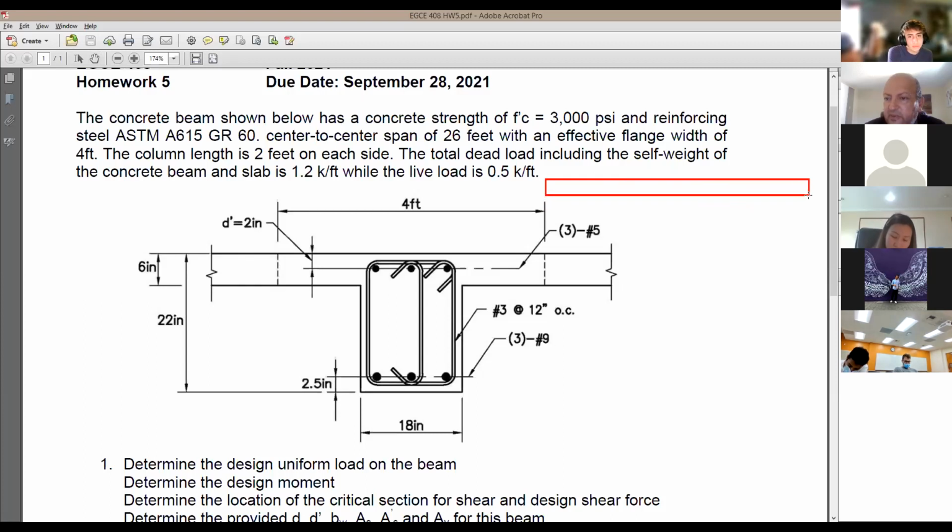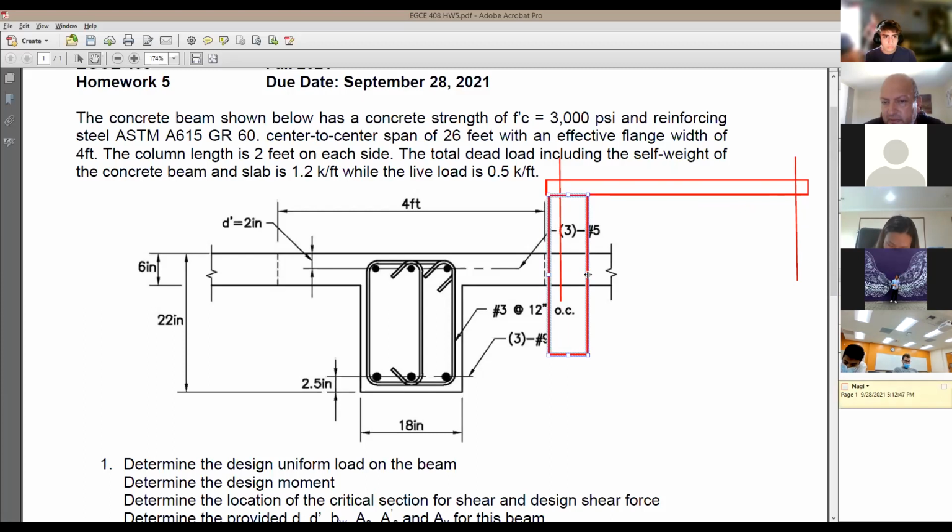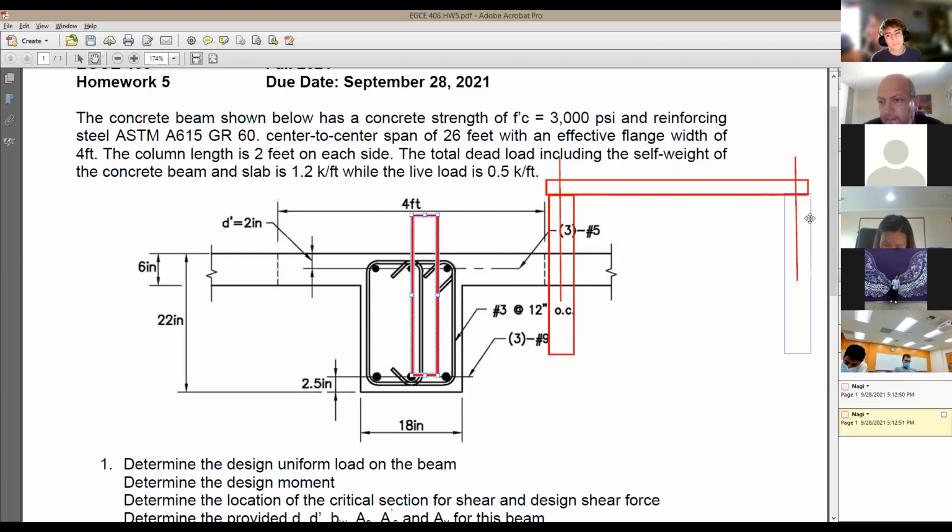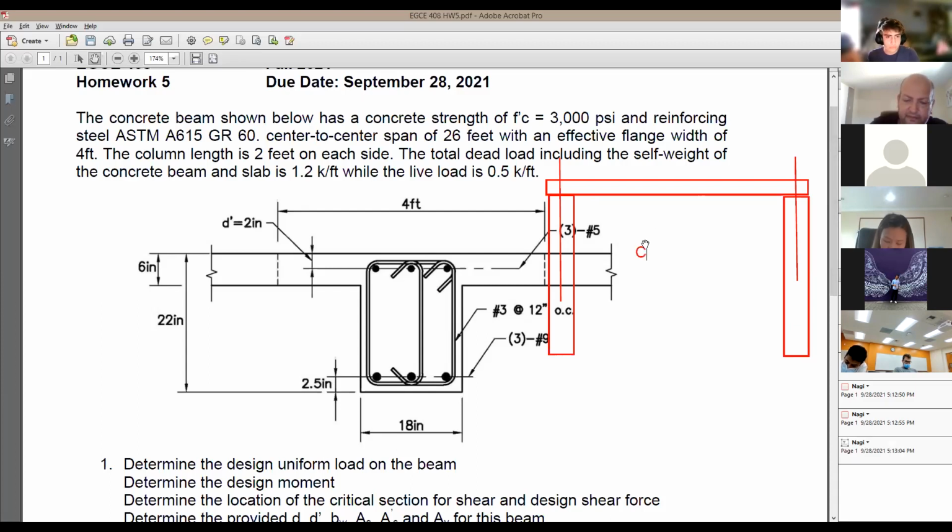It says here that this length is how much? Center to center? This could be the center, right? So let's say here's the center, and here's the center, 26 feet. The column length is going to be 2 feet. So here's the column. Let me put here 2 columns. And each column is going to be equal to 2 feet. Distance from center to center is 26. And then you have a foot here and a foot here, which means the clear span is how much? Your clear span? 24. 24 feet. Very good.